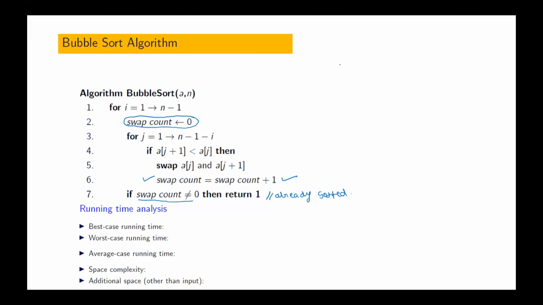Now you tell me what is the input size in this case, this algorithm. This is the modified bubble sort algorithm. What is the input size? Is it n or not? What is the most important operation here?